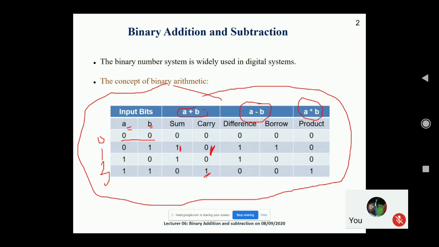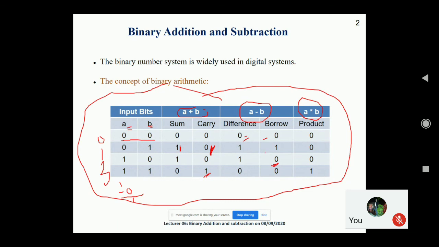And the same thing for subtraction: 0 minus 0, the difference is 0 and borrow is also 0. 0 minus 1 means the difference is 1 and borrow is also 1. 1 minus 0 means the difference is 1, but no borrow is generated, so it is 0. And 1 minus 1 means the difference is 0 and borrow is also 0.